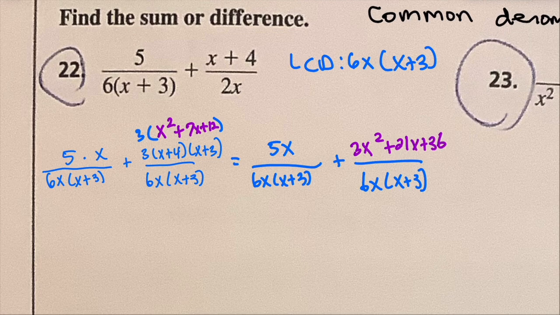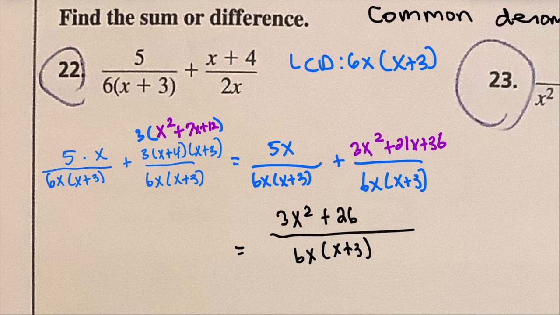Now and only now, once everything is all ready to go, we are going to write it all over 6x and x plus 3, and we are going to combine or add the tops. Now, to add a polynomial with another polynomial, when we add those tops, we can only combine like terms. 5x plus 21x is 26x. So we would have 3x squared plus 26x plus 36.